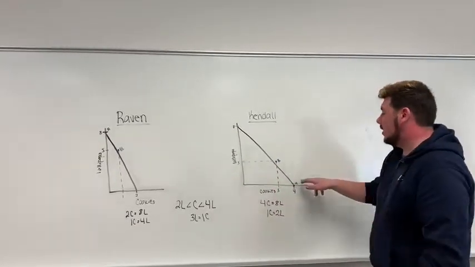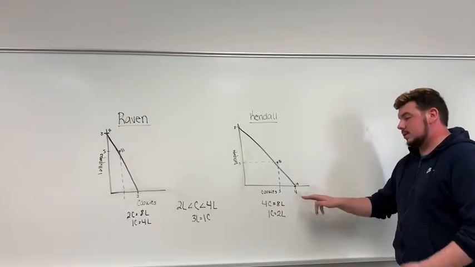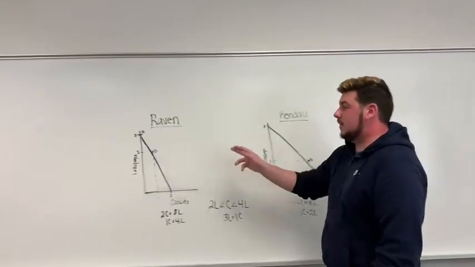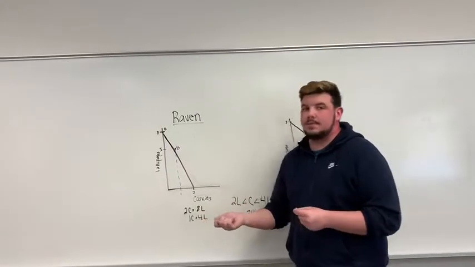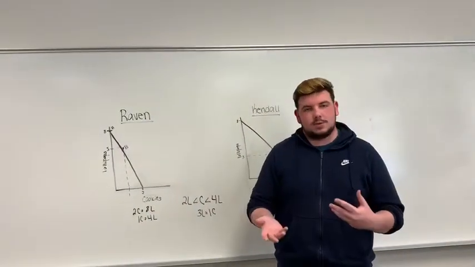So Kendall's going to start at her point A, which is 4 cookies because she had the comparative advantage in cookies. Raven's going to start at her point A, which is 8 lollipops because she had the comparative advantage in lollipops. The next step now is to figure out the ratio at which they're going to trade.